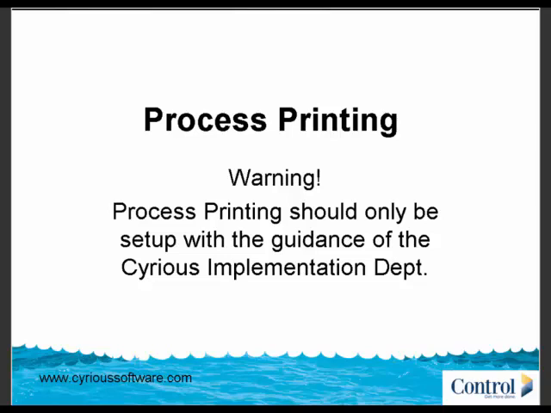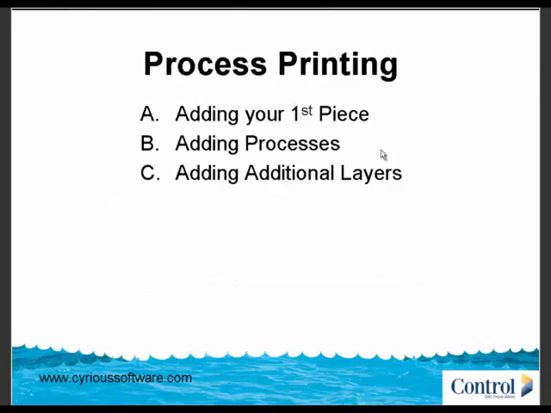Now, the process printing product can be used when you're needed to add multiple processes or even multiple substrates together for a finished product. Now, you do this by adding different layers of different processes and then combining them.